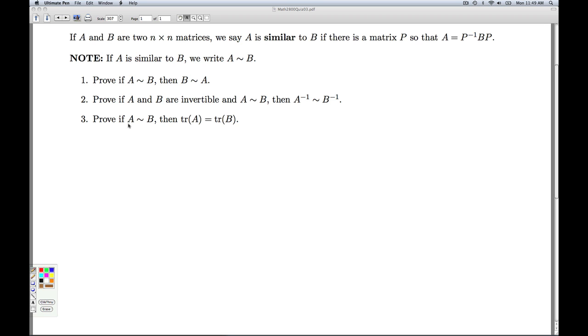Okay, number 3, we're asked to prove that if A is similar to B, then their traces are the same. So I'm going to assume A is similar to B, and I need to show the trace of A is the trace of B.